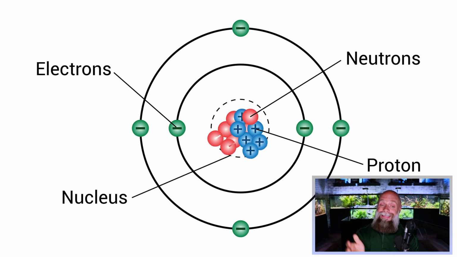And so, for instance, in this picture right here, what we're looking at is carbon. Carbon has 6 protons. If you count the little blue circles, you'll see that. It has 6 neutrons. That's the red circles. And then it has 6 electrons. And again, that is all balanced.